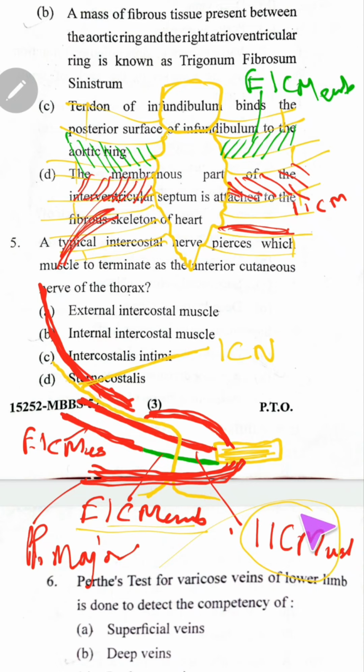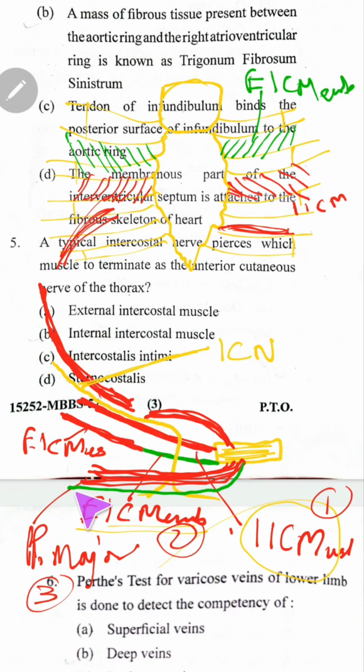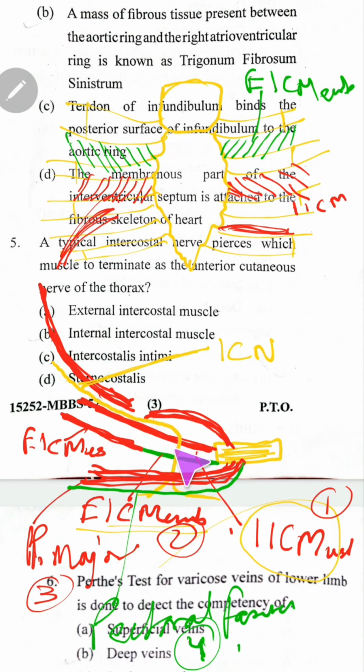Number one, remember, it will pierce this. Second, it will pierce this membrane. Third, it will pierce this pectoralis major. And in case they still ask what further, of course, it will pierce the pectoral fascia. Pectoral fascia number 4. Okay. So these are 4 structures which this anterior cutaneous nerve of intercostal nerve, the terminal branch anteriorly, will be piercing, 1 2 3 4 structures, to become cutaneous. So sternocostalis will stay behind. Got it now? We've understood.